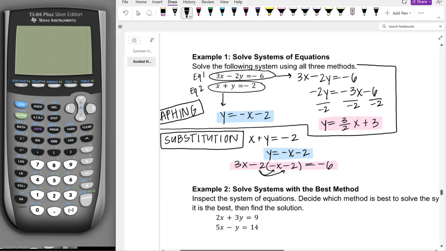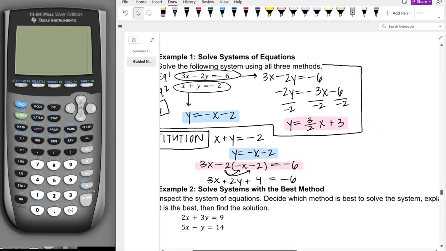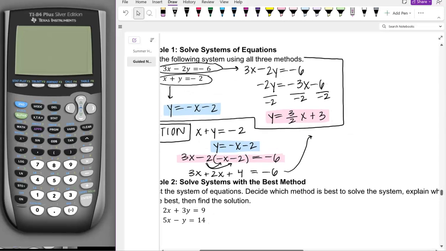The first step would be to distribute. We would have 3x plus 2x plus 4 equals -6. Sorry, I wrote a y there by mistake; that should say plus 2x. Combine your like terms. 3x and 2x together make 5x. Get x by itself by subtracting 4 and dividing by 5. Notice we got the same answer as we did graphically.